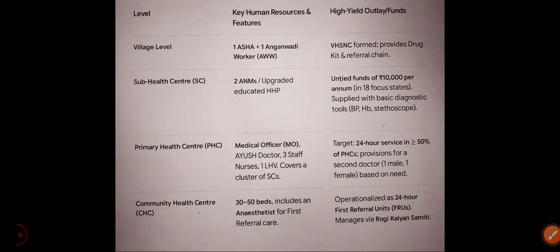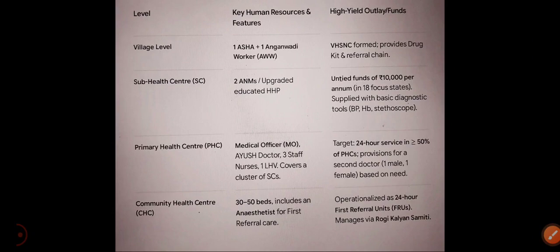The sub health centers, SC, human resources will be 2 ANMs or an upgraded educated health worker. What are the funds? Untied funds of 10,000 per annum in the 18 focus states, supplied with basic diagnostic tools, that is BP apparatus, hemoglobin testing and stethoscope. What are the primary health center's resources?